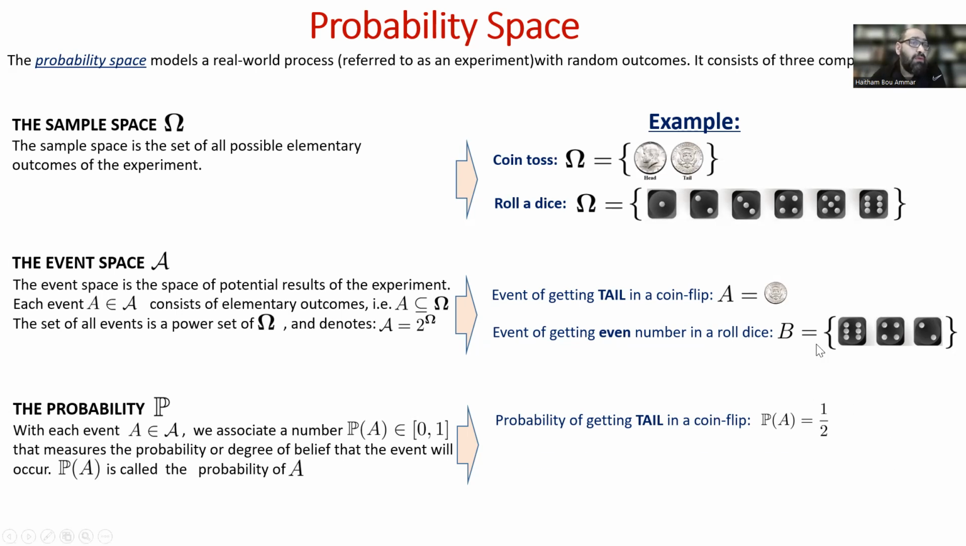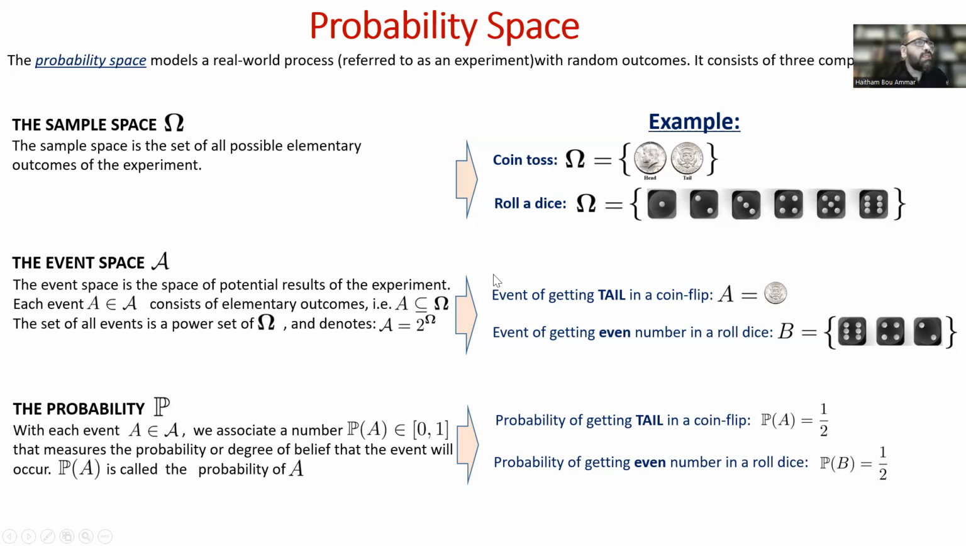Now, what about the other one? What's the probability that this would occur? If you roll a dice, what's the probability that you will get an even number? Well, there are one, two, three, four, five, six possible outcomes, and we're interested in three of them because we want an even. That's either two, four, or six. So the probability of that event to happen is going to be 3 divided by the total. So 3 divided by 6, which is also a half.